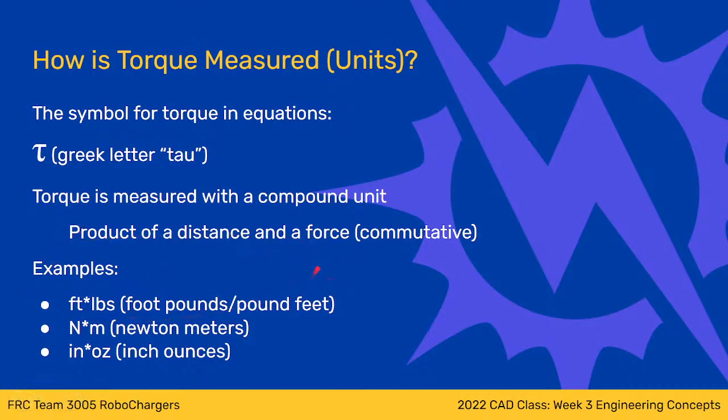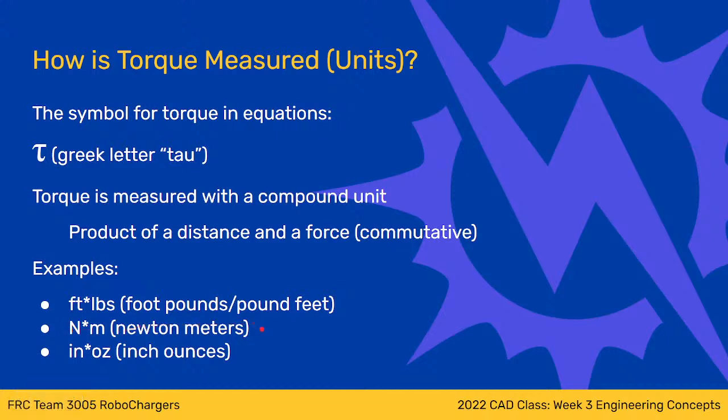Because multiplication is commutative, you can reverse which way it is. It can be foot-pounds or pound-feet; it's the same thing either way you flip it. You will hear people say it different ways, and you will see it written different ways. The important thing is that they're multiplied together. Foot-pounds is a really common one. You've probably heard it before with car engines; people usually talk about how much torque they produce in foot-pounds.